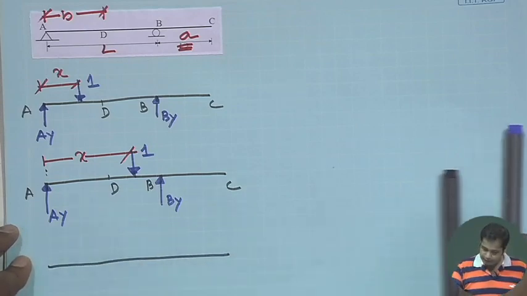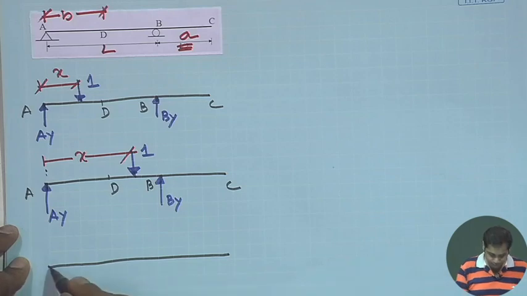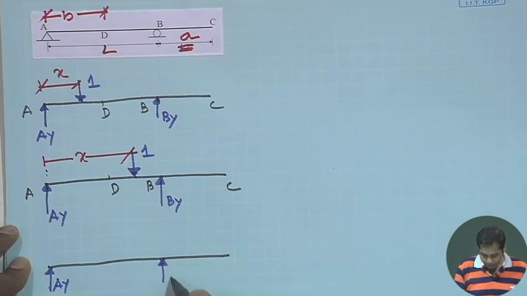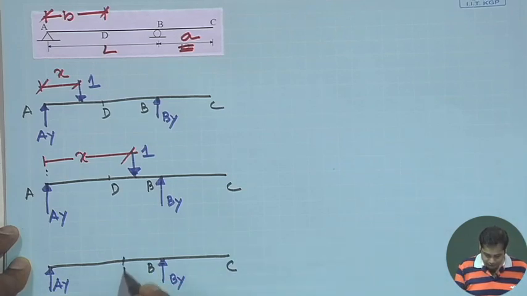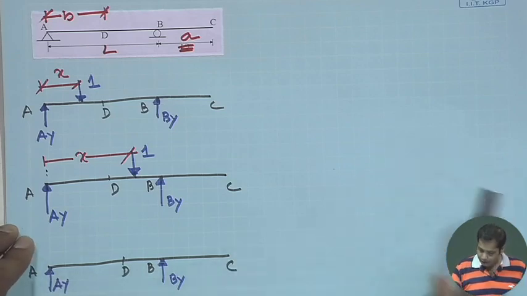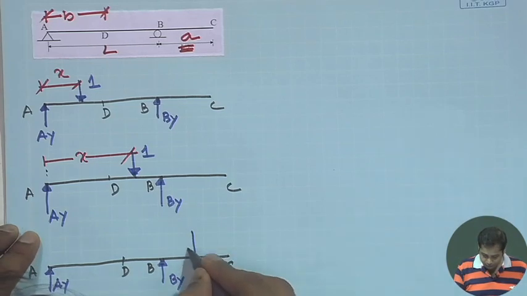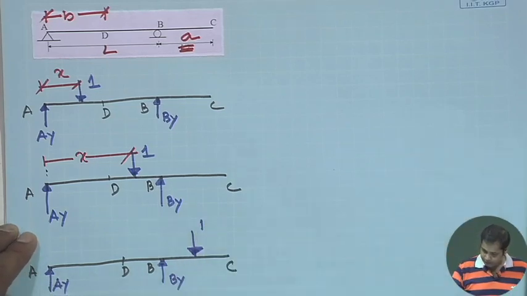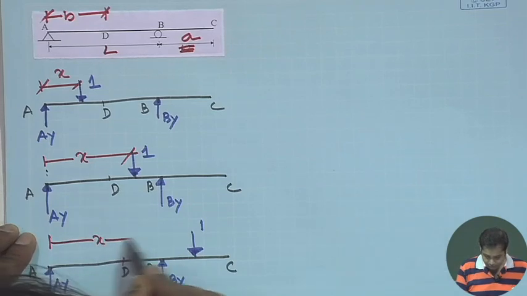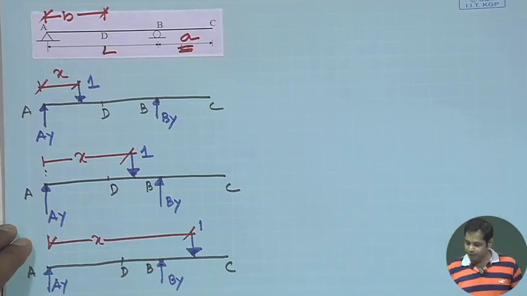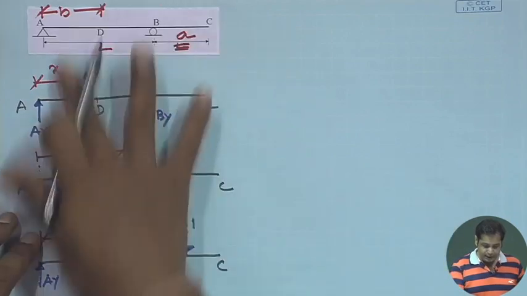Third case is this. Draw the free body diagram. This is AY, BY, with A, D, B, C, and the unit load is applied on this, at a distance x from this. Okay. Now, these are statically determinate problems.